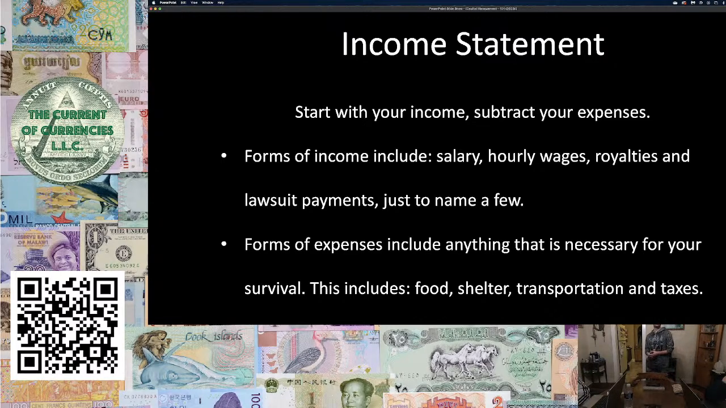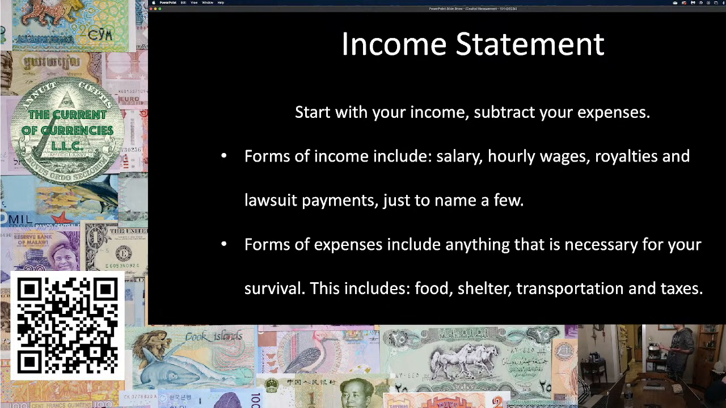Forms of income include salary, hourly wages, royalties, lawsuit payments, just to name a few. There are a lot of forms of income. I can't go over them all. In one class, we'd be here all day. Those are the most common that you're going to see on an income statement. Forms of expenses include anything that is necessary for your survival. This includes food, shelter, transportation, taxes. Those are 4 things that you are always going to have to take into consideration when living.